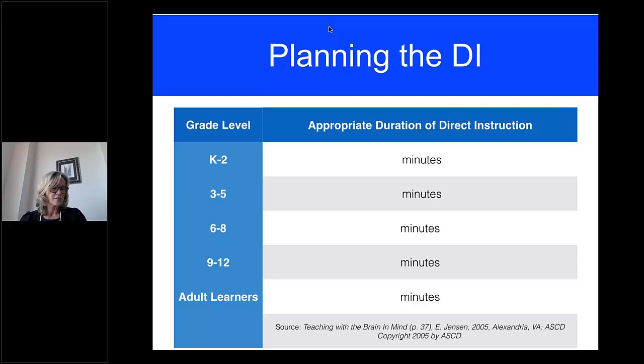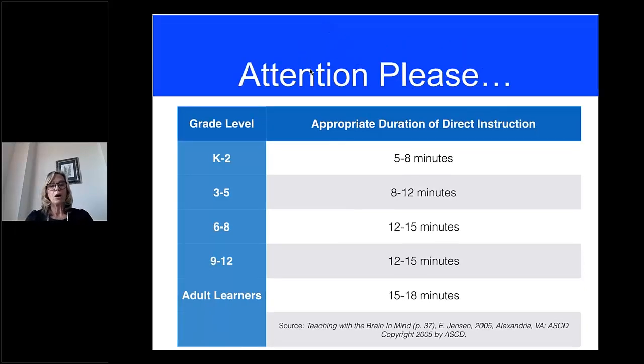Okay, so 7 seconds, that probably seemed like an eternity, and maybe not for some of you. So if you are a K-2 teacher or administrator at that level, your direct instruction should be 5 to 8 minutes. If you are 3 to 5, it should be 8 to 12 minutes. 6 to 8, 12 to 15 minutes. 9 to 12, 12 to 15 minutes. And adult learners, 15 to 18 minutes.